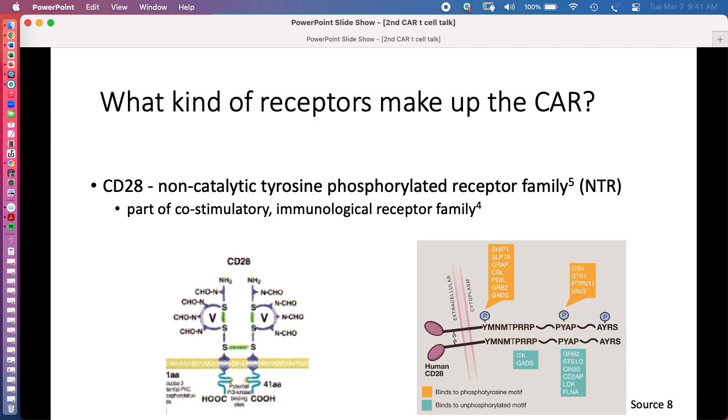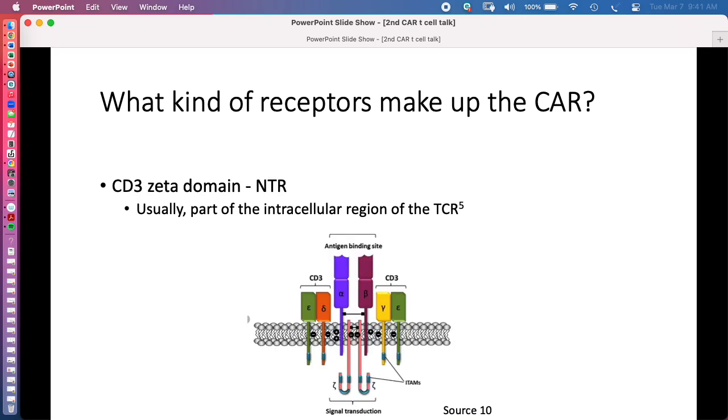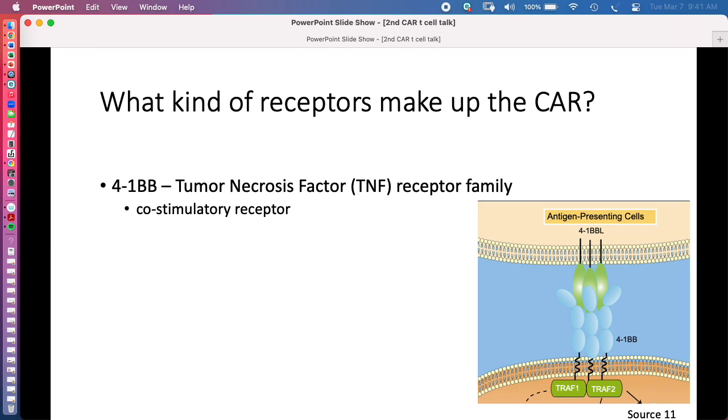And these are just schematics of what it looks like in actual cells. Whereas within the CAR, we really only have this portion being expressed. Another one is the CD3 zeta domain. It is also a non-tyrosine receptor. And it's, again, one of the many intracellular domains of the TCR, and it plays a big role in its signal transduction. So it makes sense why they include it.